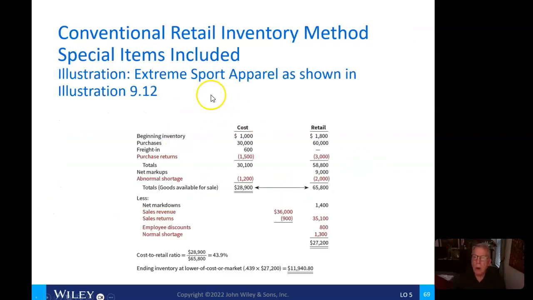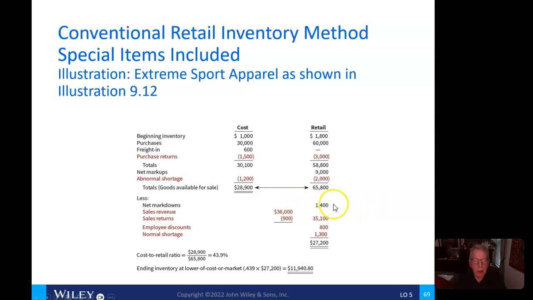So here, extreme sport apparel is shown with costs, freight in, less purchase returns, total cost $30,100. Retail for $58,800. We have net markups, abnormal shortage, $2,000, gives me goods available for sale of $28,900 at cost and $65,800 retail.